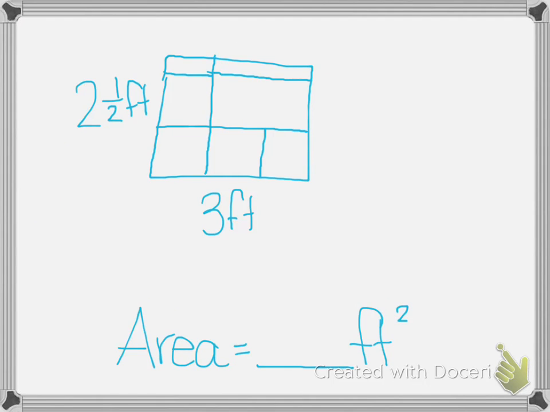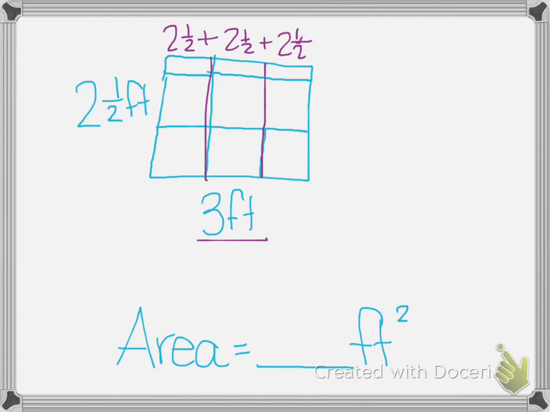Number 2 says, a doormat is 3 feet by 2.5 feet. What is the area of the doormat? So again, if I look at my whole number, I know that this is broken into 3 feet. In each of those feet, there's 2.5. So 2.5, 2.5, 2.5. So I add them all together.